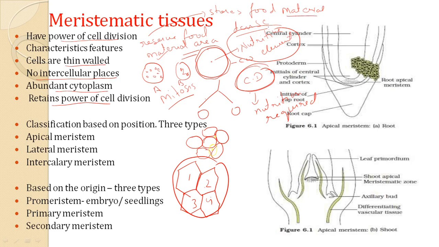The meristematic tissues are divided into two parts: one by the position or the location where it is found, and another by the origin, that is, when it was originated. First we will discuss the position. The positions are the apical meristem, lateral meristem, and the intercalary.